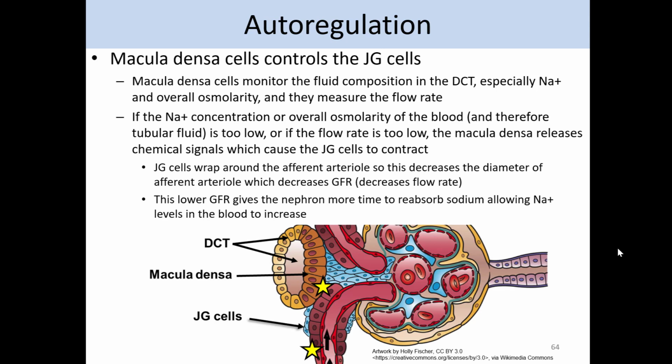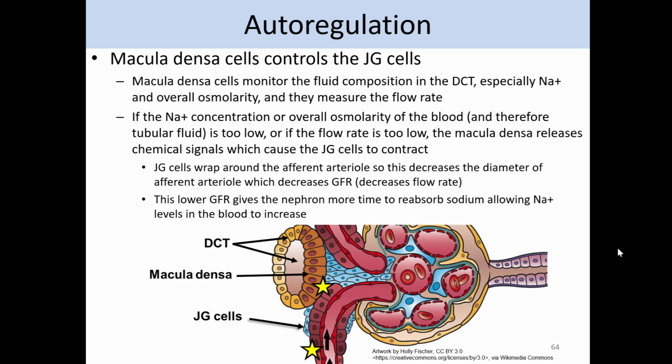We can also use the juxtaglomerular apparatus in the process of autoregulation. We've already looked at how we can use the juxtaglomerular apparatus to cause a release of renin and activate that renin-angiotensin-aldosterone system. This is kind of related. So we're still going to use our macula densa cells. Don't forget, those macula densa cells can detect the flow rate in the distal convoluted tubule. But in addition to detecting flow rate, they can also detect the fluid composition. They're especially sensitive to sodium, but they are sensitive to overall osmolarity.